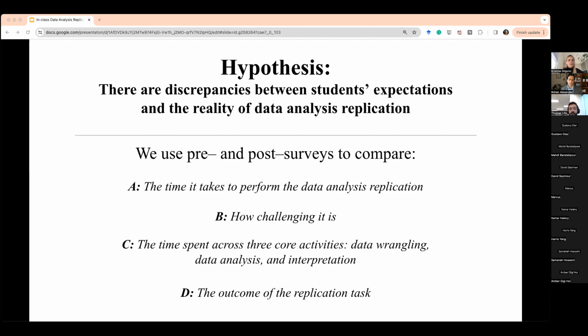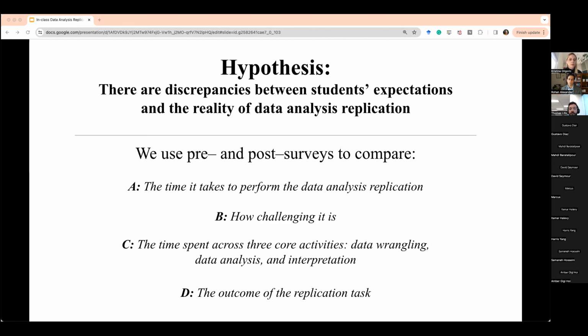Okay. So the concrete hypotheses we had in mind and that we then tested pre and post to compare were regarding the time. So first, the time that it takes to perform the data analysis replication. Then second, regarding how challenging it is to do so. Third, we also tested expected versus true distribution of time spent across core activities: data wrangling, so pre-processing and reshaping the data, doing the actual data analysis, and data interpretation where claims are being made from the numbers.